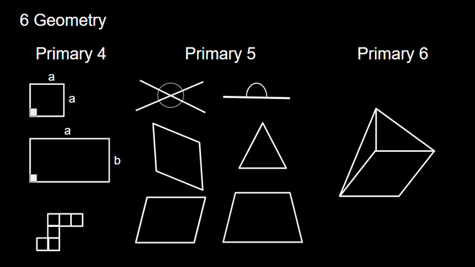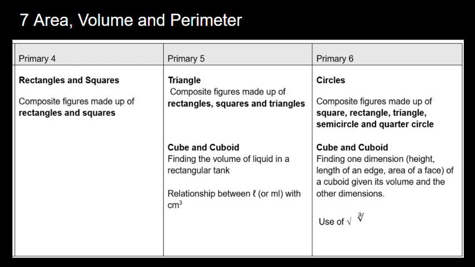Next, topic 7. Okay, we are going to talk about area, volume, and perimeter. Okay, so in P4, same thing. Just now in geometry, you learn about rectangle and square. So the same thing in P4 for area, volume, and perimeter. You learn about rectangles and squares. Okay, and you also have complex figures that are made up of only rectangles and squares.